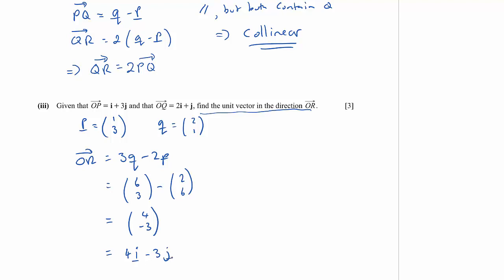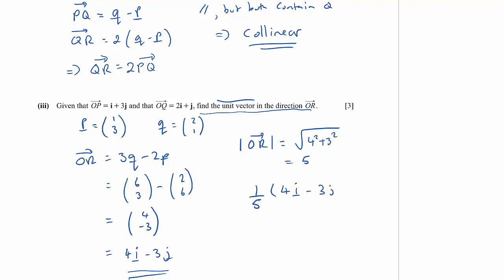Okay, so we want a unit vector. This vector, of course, we think about the modulus of OR. It's going to be the square root of 4 squared plus 3 squared, which is, of course, 5. So this vector has a length of 5, and we want a unit vector, so all we do is we do 1/5 of 4i minus 3j.